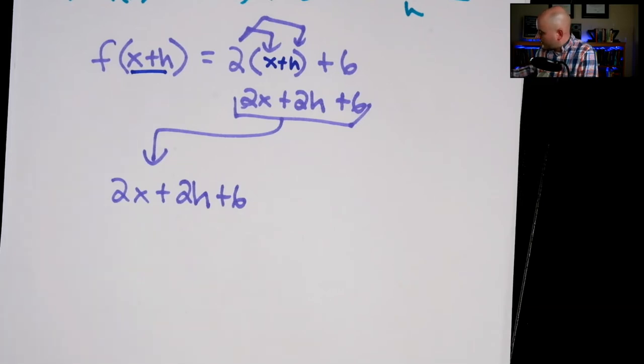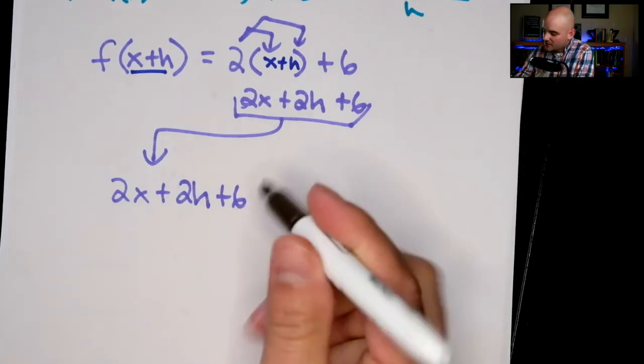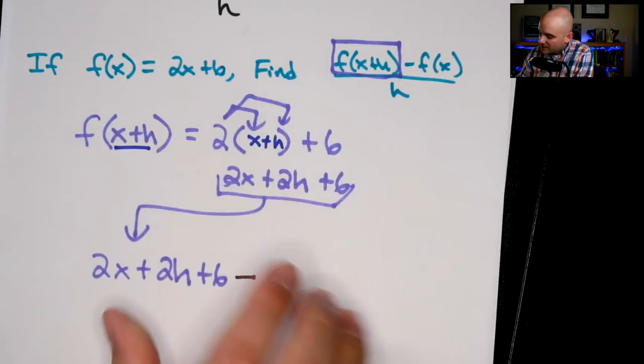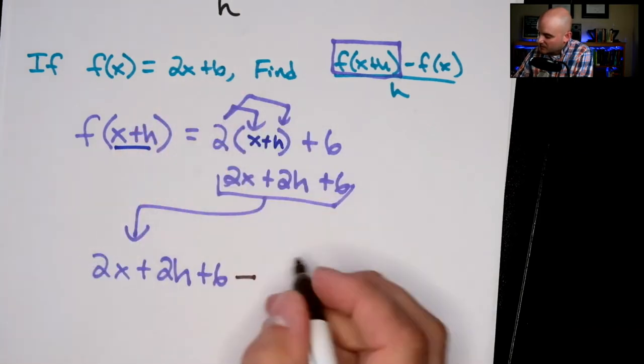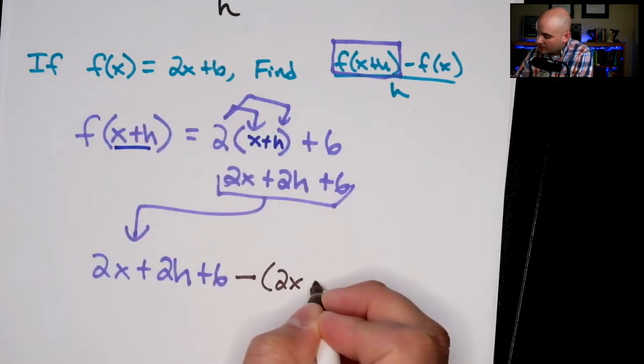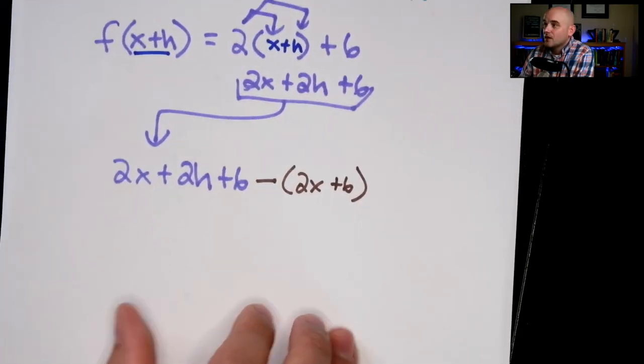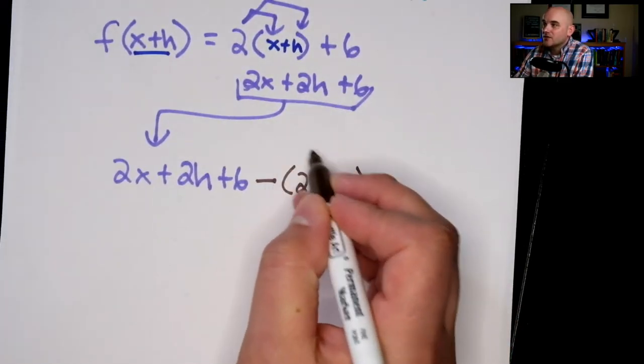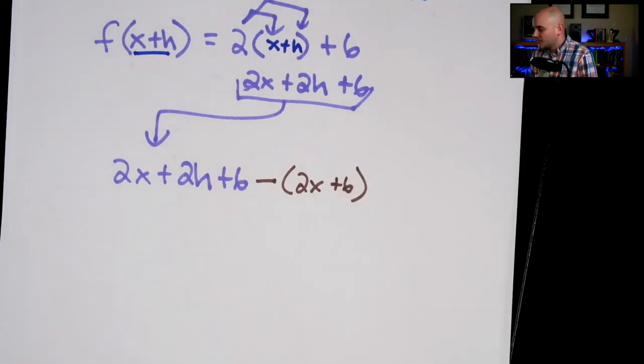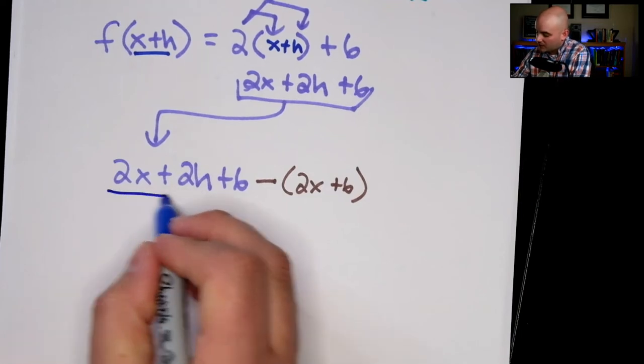Get a different color here so we can separate everything. I'm going to subtract from that the f of x. So I want to say minus, and the f of x is 2x plus 6. Make sure that you are subtracting the whole thing there. So that negative right here is going to get distributed to the other two. And don't forget, all of this is over h.